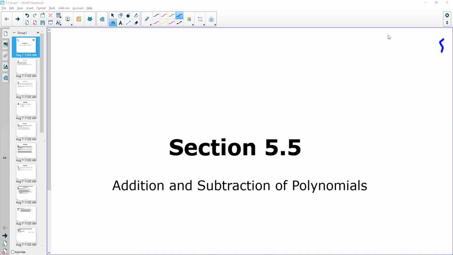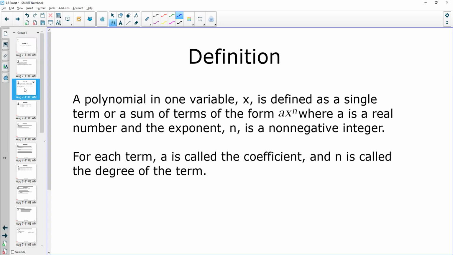Hey everybody, these are the notes for section 5.5. This is addition and subtraction of polynomials. This will be largely pretty familiar.